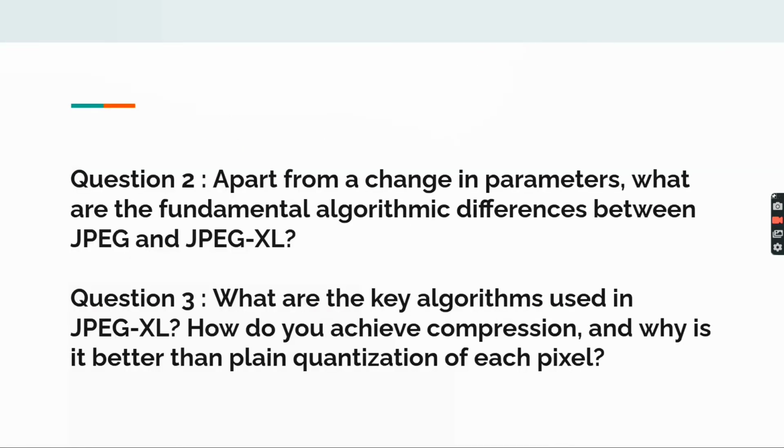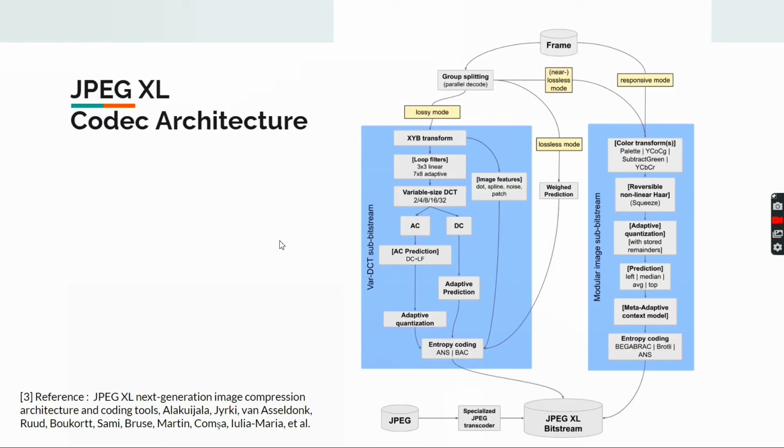So the next two questions are based on JPEG XL and how it is different as compared to JPEG. What are the fundamental algorithms which make the difference between them? We will be discussing these two questions in the further slides when we discuss JPEG XL and how it is different to JPEG. This slide shows the JPEG XL codec architecture, and it is a lot different from the legacy JPEG architecture.